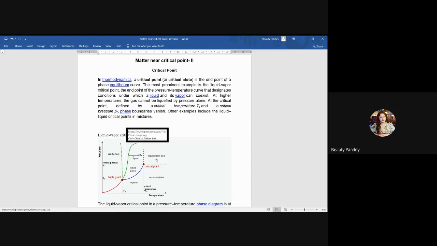Like reduced temperature will be T by Tc, reduced pressure will be P by Pc, and reduced volume will be V by Vc. So if now the PV diagram is plotted with reduced pressure and reduced temperature, we will find that all the substances have nearly similar behavior near the critical point, and their critical point is almost equal to unity.